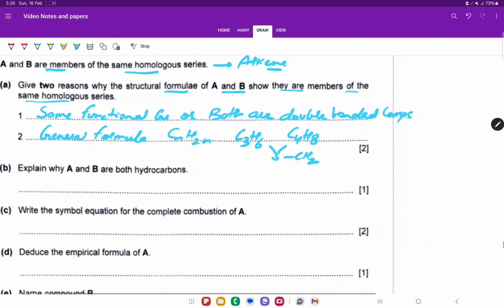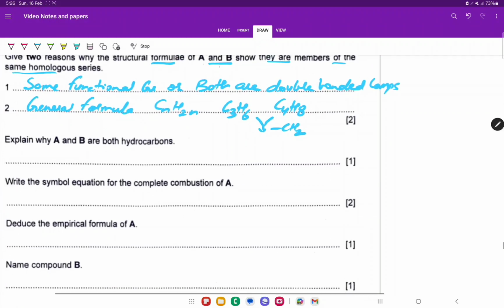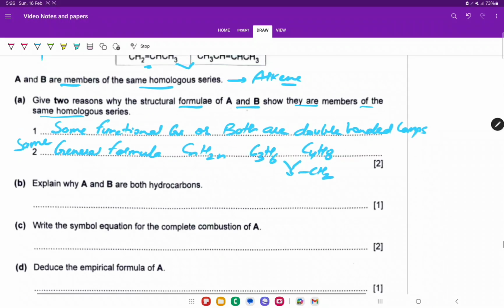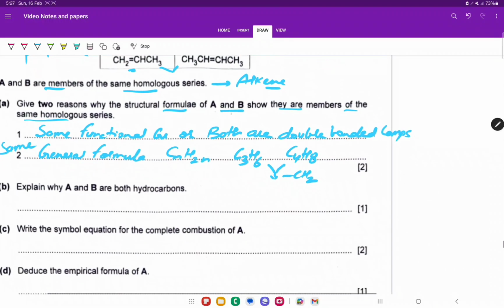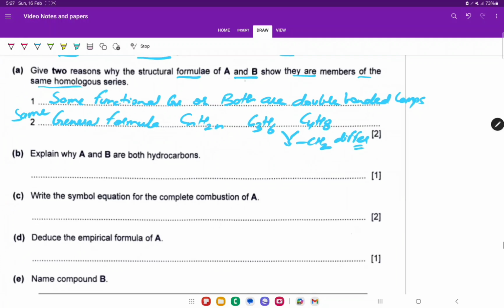So these could be 2-3 points. Same functional group, both contain double bonds. They have the same general formula, which is CnH2n. One is C3H6, the other is C4H8, that is, they differ by a CH2 group, which is the property of a homologous series.